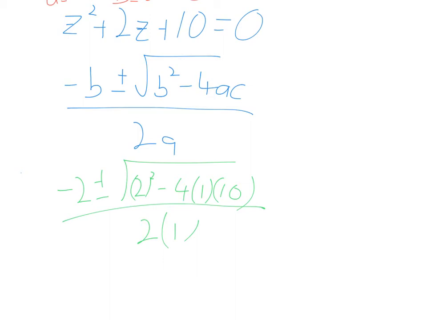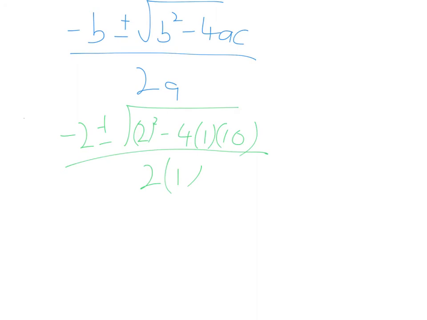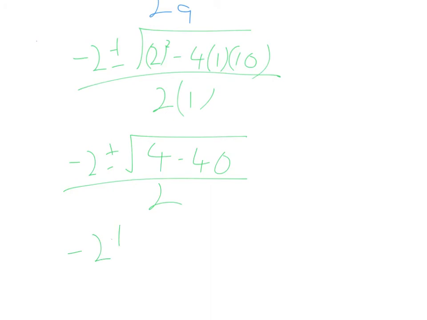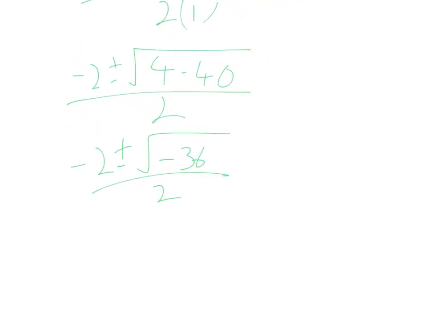Minus 2 plus minus the square root of 2 squared minus 4 times 1 times 10, all over 2 times 1. Now, we can start simplifying this and we'll see where our answer leads us. And we'll simplify it one more time. So what's really key here is that we end up with a square root of a minus number as part of our answer. Now, when we started doing complex numbers, we learned how to write the square root of a minus number in terms of i.